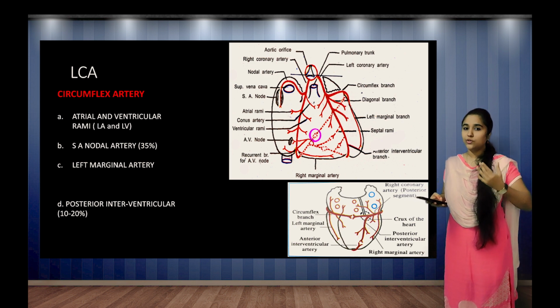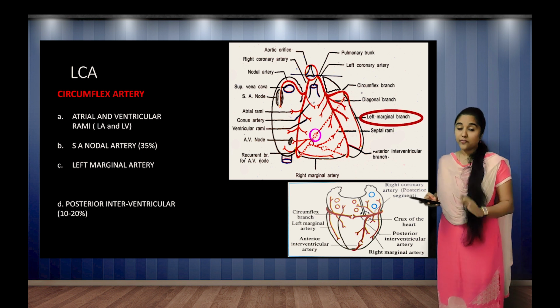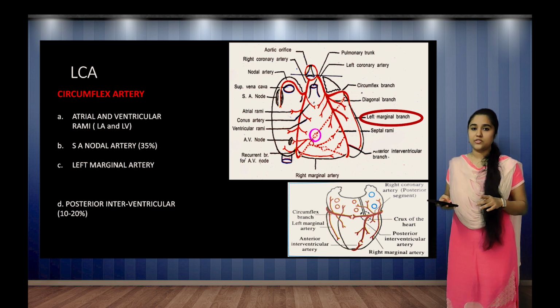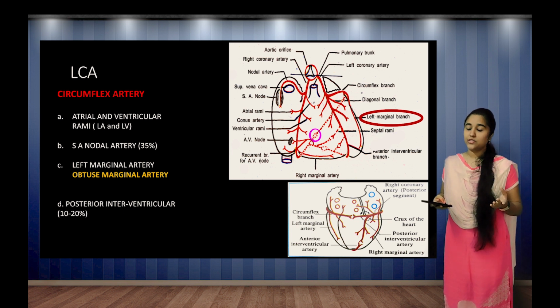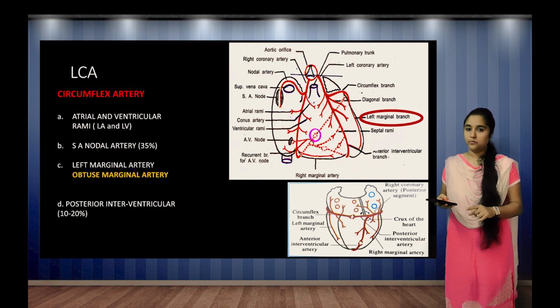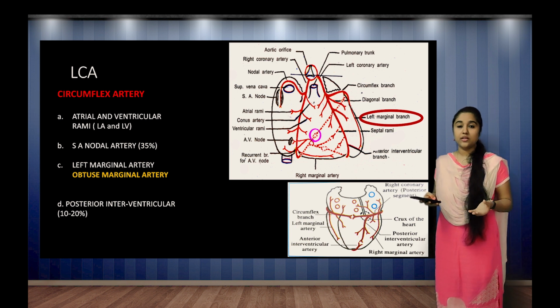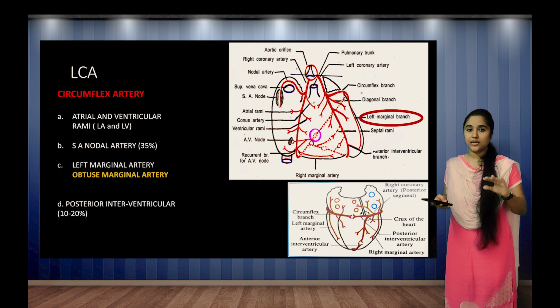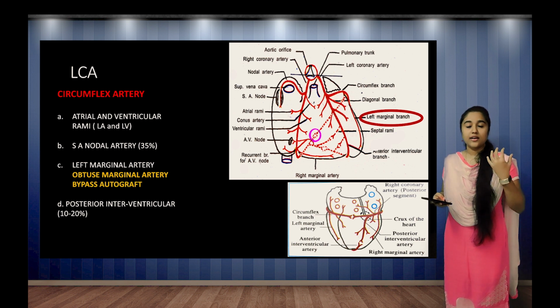Then it also gives off a major branch running along the left border, that is known as the left marginal artery. The left marginal artery is also known as the obtuse marginal artery. We have seen that the right marginal artery is also known as the acute marginal artery. Here the left marginal artery is also known as the obtuse marginal artery. And in about 10 to 20% of the population, the posterior interventricular artery can become a branch of the circumflex artery. Now this left marginal artery is used for bypass autograft.